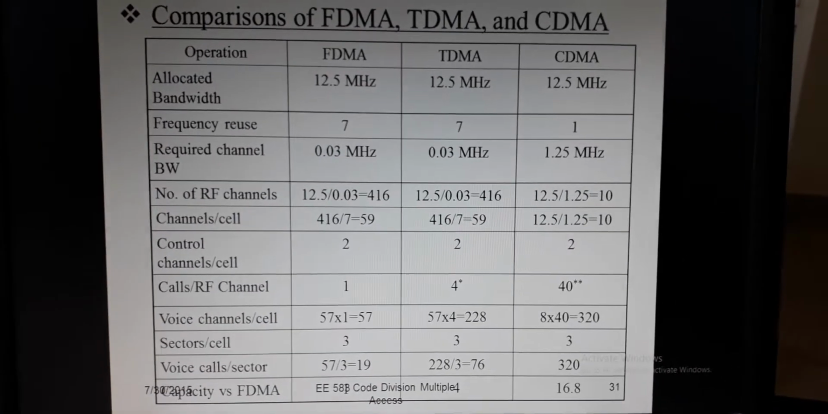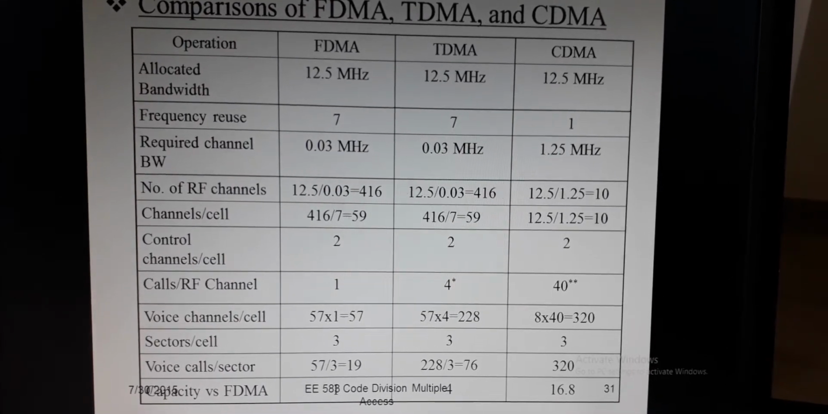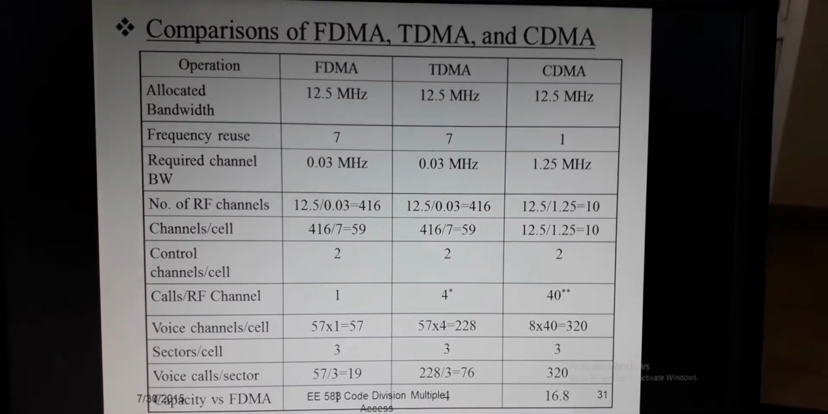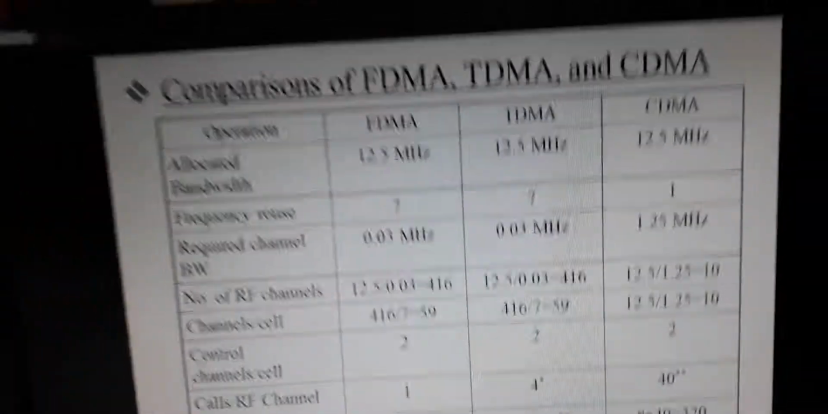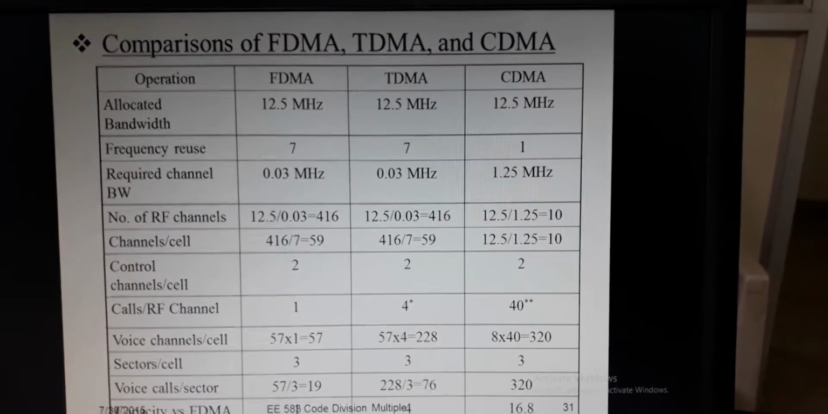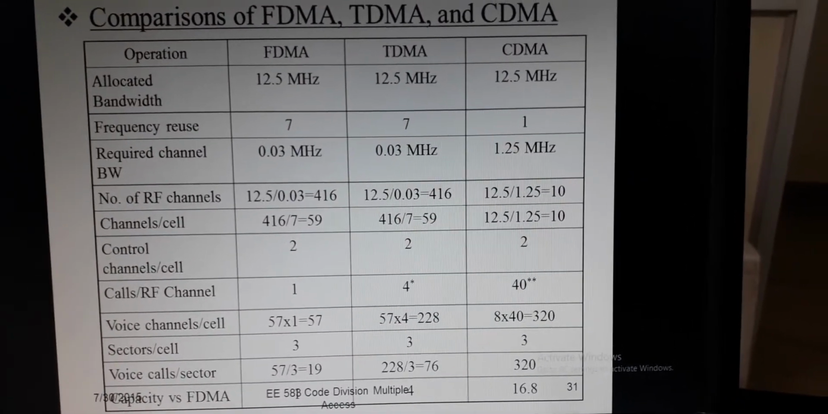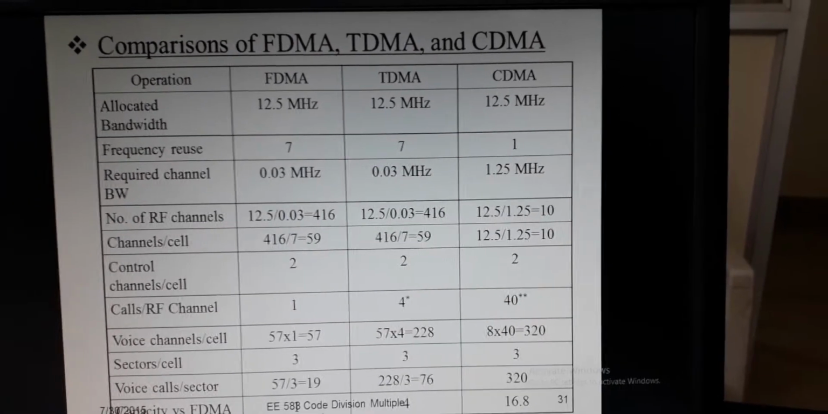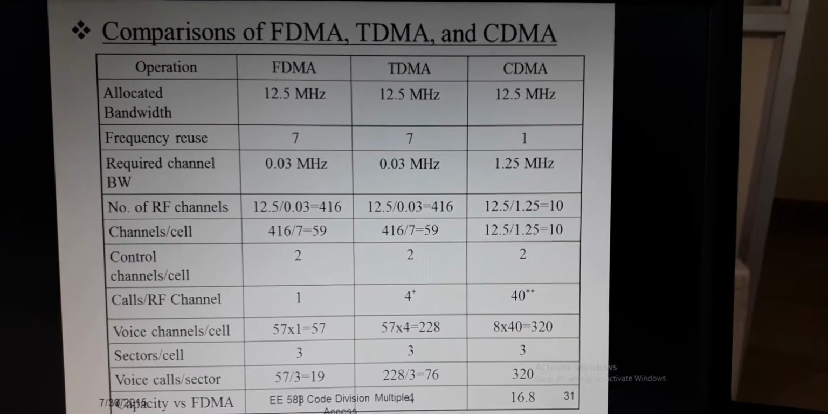Let me continue with the CDMA chapter and link to what I left yesterday. In that main PPT of CDMA, you can see the comparison of CDMA and TDMA in particular. Here you can see the number of RF channels is 40 in CDMA, whereas it is 4 in TDMA.